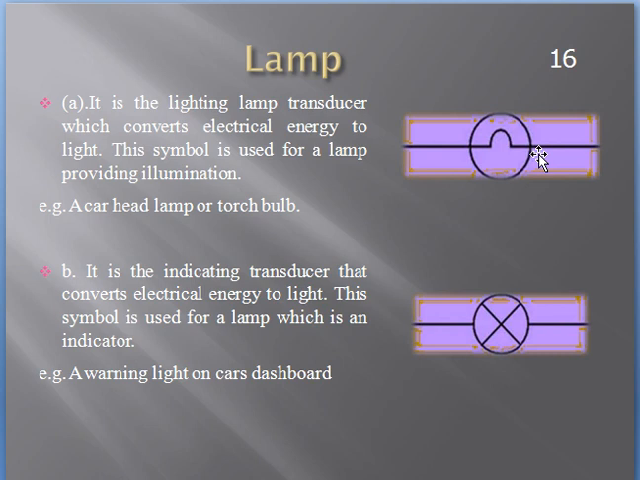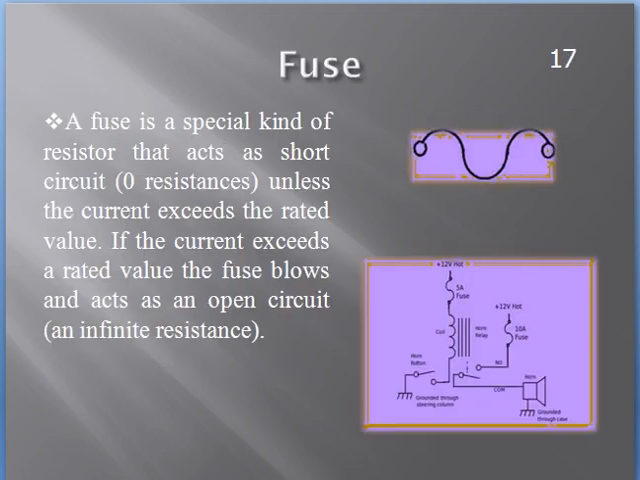Next, we will represent the symbol of a lamp. It is the indicating transducer that converts the electrical energy to light. This symbol is used for a lamp which is an indicator. In the wiring diagram, we are using this type of symbol of a lamp.